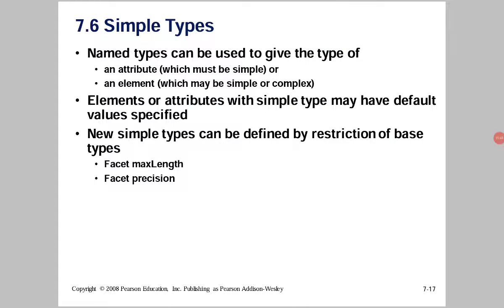So simple types. What are the simple data types? Named types can be used to give the type of an attribute. Elements or attributes with simple type may have default values. New simple types can be defined by restriction of base types. So this is a simple type.